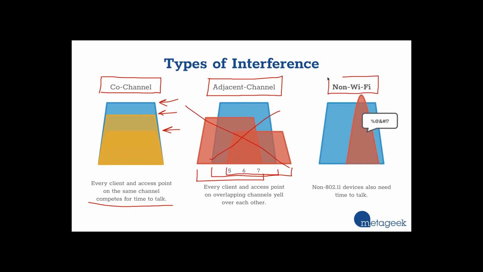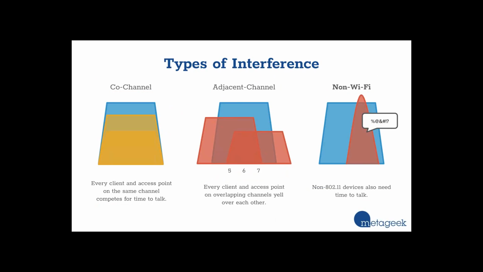Now, the type of interference that we're going to be focusing on today is non-Wi-Fi interference. Non-802.11, that means non-Wi-Fi devices, well, they also need time to talk. They need to be able to get on a channel and say what they need to say. The problem with non-Wi-Fi devices is they don't care. They're kind of the honey badger of the world of wireless. They don't care if there's anything talking on a channel. So if we've got maybe like an old cordless phone or something like that, it'll just show up on a channel and start spewing garbage all over the channel, which is going to either cause our Wi-Fi devices to back off or cause them to slow down because of the increased background noise, depending on how far away those 2 devices are from each other.